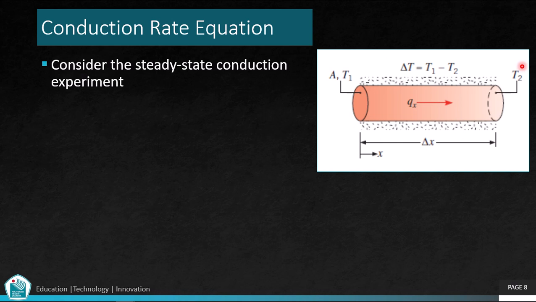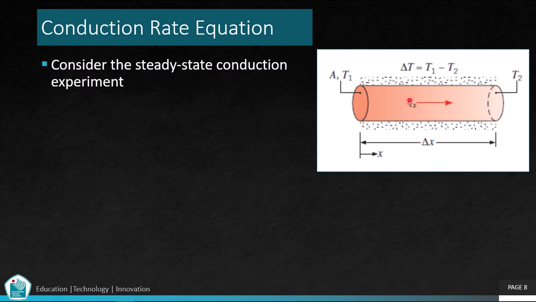So the temperature difference causes conduction heat transfer in the positive x direction. This is the Qx, which means the heat transfer rate. We are able to measure the heat transfer rate, or Qx, and we seek to determine how the Qx depends on the following variables.